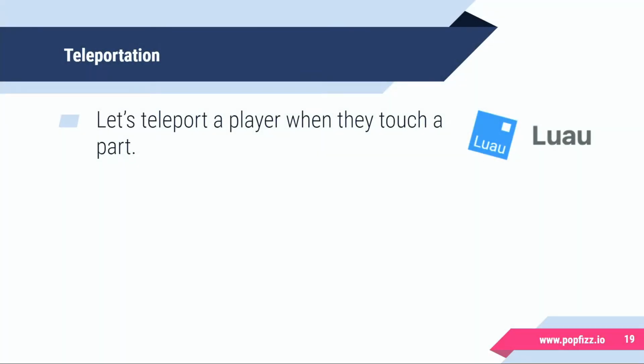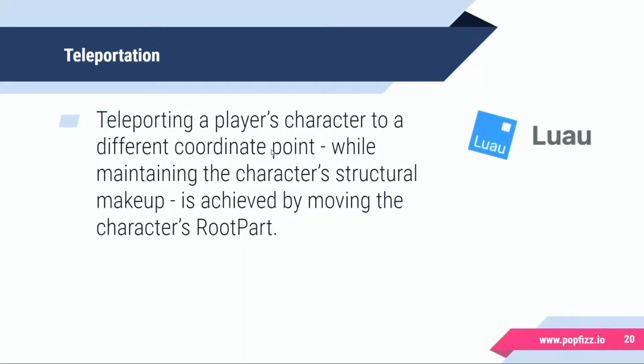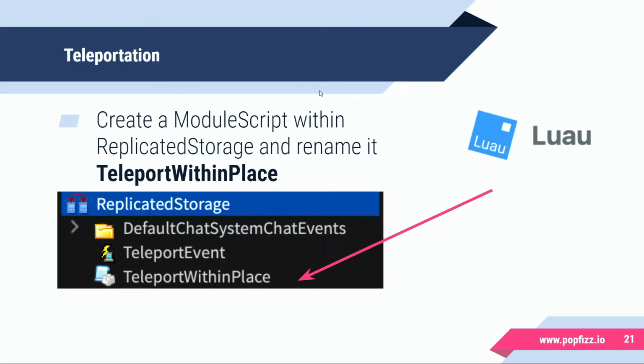Welcome back. In this video, we're going to take a look at teleporting a player when they touch a part. Teleporting a player's character to a different coordinate point while maintaining the character's structural makeup is achieved by moving the character's root part. Now, this feature is built into Roblox. This is a very common feature. So we're going to take advantage of some scripts and also the replicated storage that's already built into Roblox.